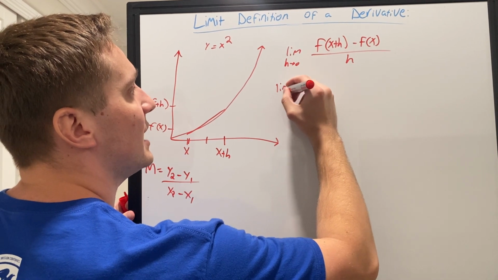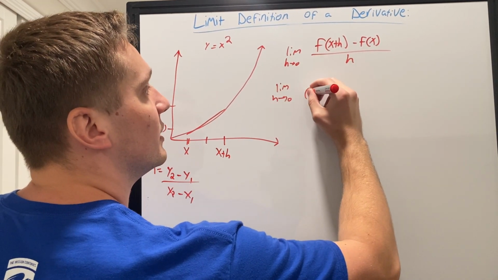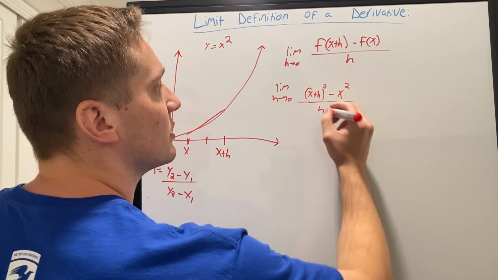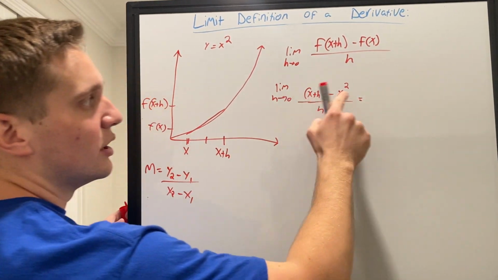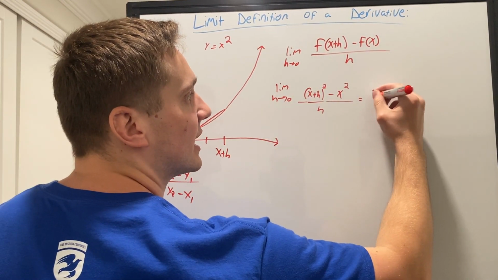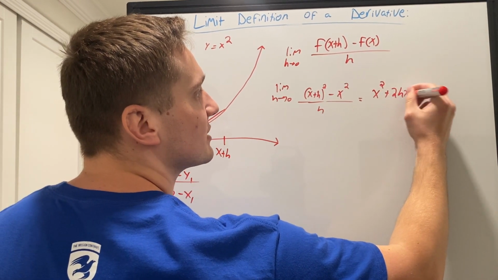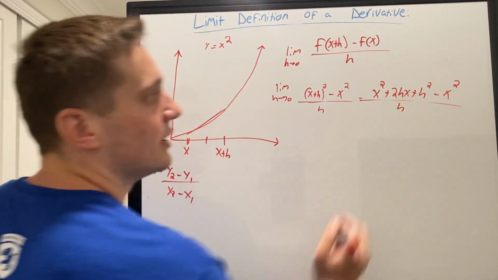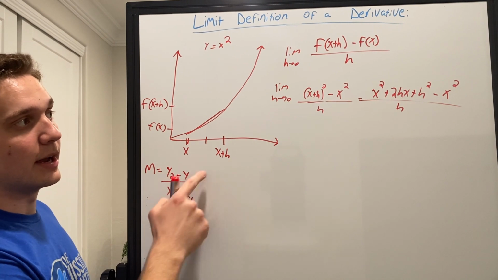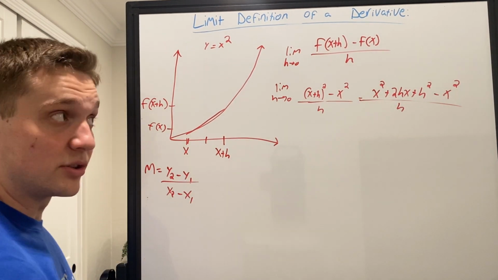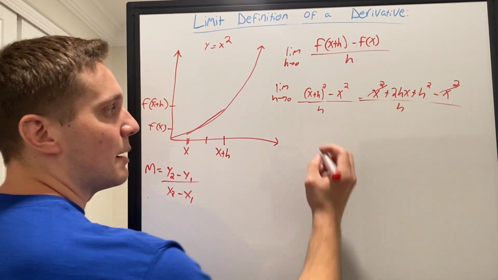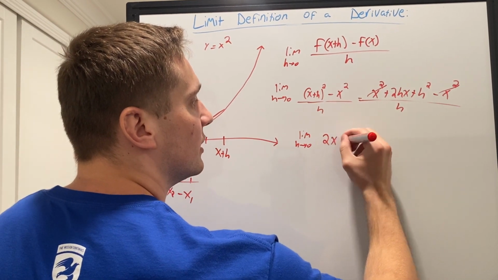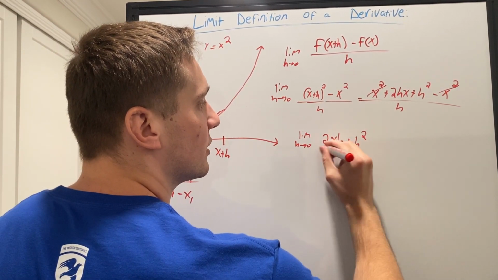That would be the limit as h approaches 0 of x plus h squared minus x squared over h. Okay, let's do a bit of math here. We can FOIL this out and get x squared plus 2hx plus h squared minus x squared over h. Like we saw before with our x's, positive x squared minus x squared is going to cancel out. That means we're left with the limit as h approaches 0 of 2xh plus h squared over h.